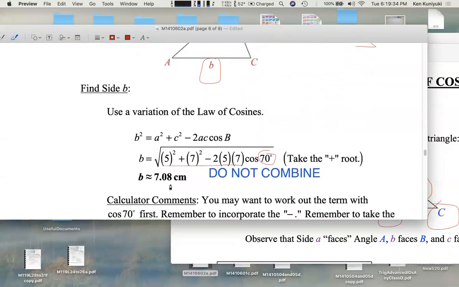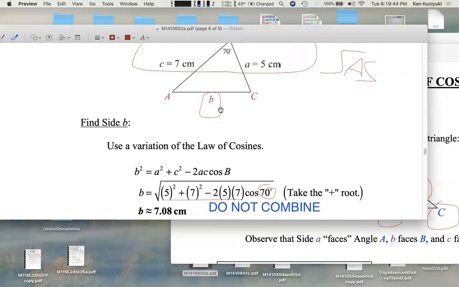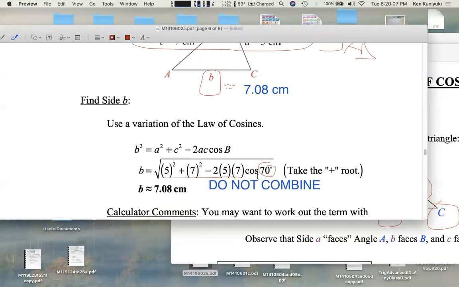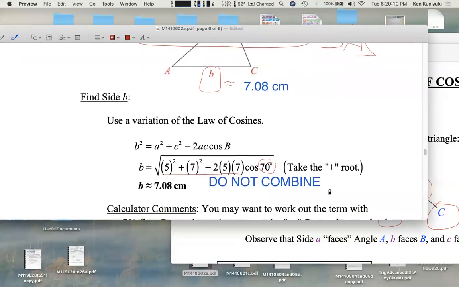You get about 7.08 centimeters. You might want to keep the whole version in your calculator in memory. But to 2 decimal places, to the nearest hundredth of a centimeter, B is about 7.08 centimeters. Maybe I should type it. B is about 7.08 centimeters. Again, you may want the more full version in your calculator in memory. It's not exact, but you'll get a better approximation on your calculator.